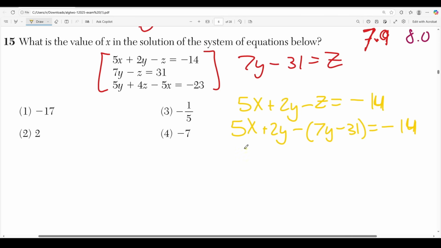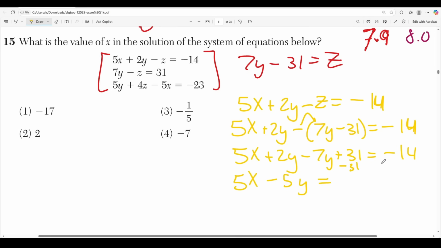Now, let's just combine like terms. I have 5x plus 2y minus 7y plus 31 is equal to negative 14, okay? And in this case, 5x minus 5y is going to equal, right, if I go ahead and subtract 31 on both sides, negative 14 minus 31, which is equal to negative 45.